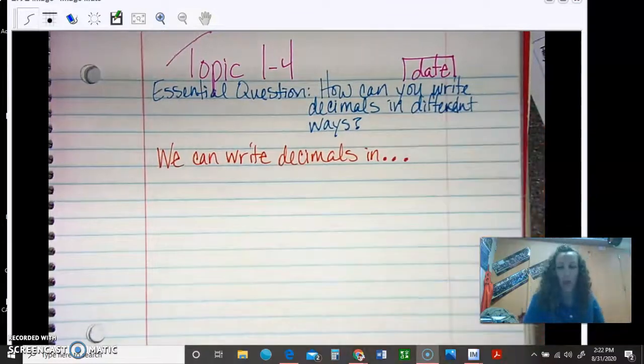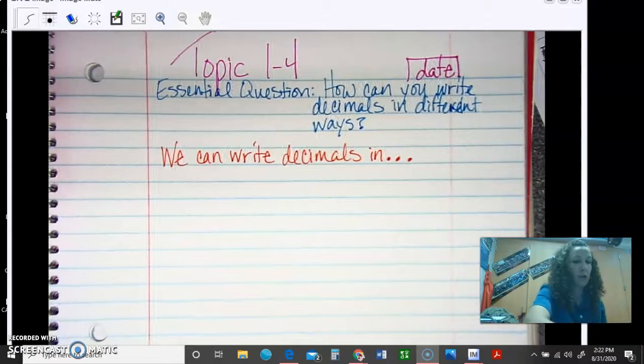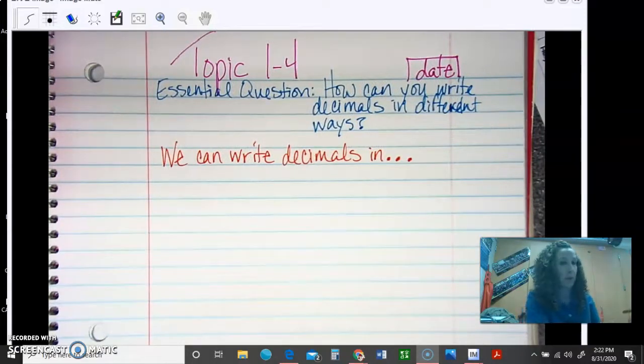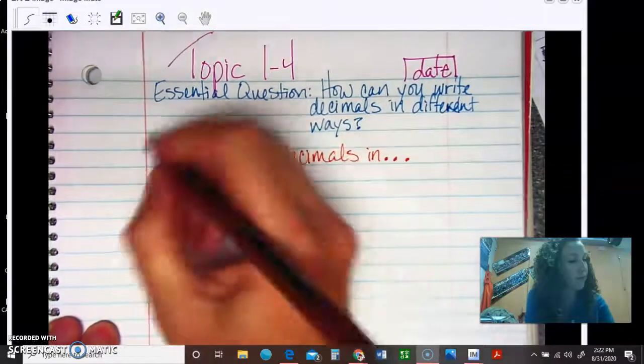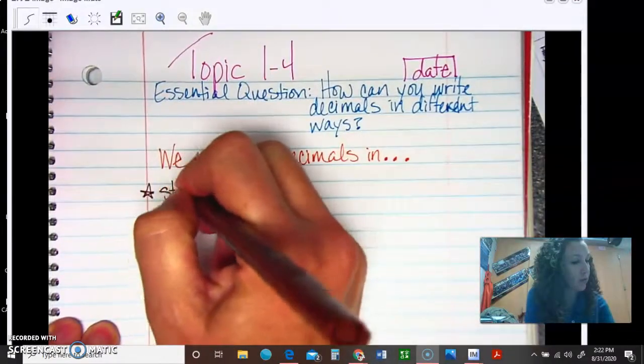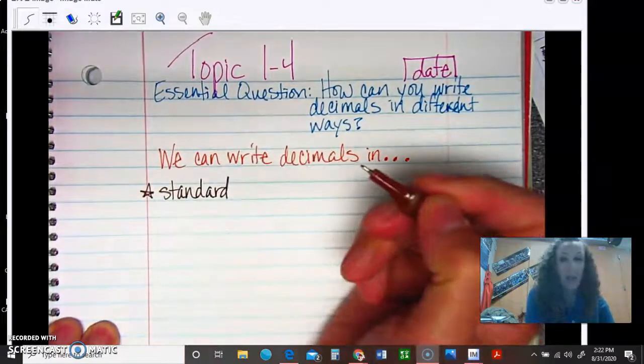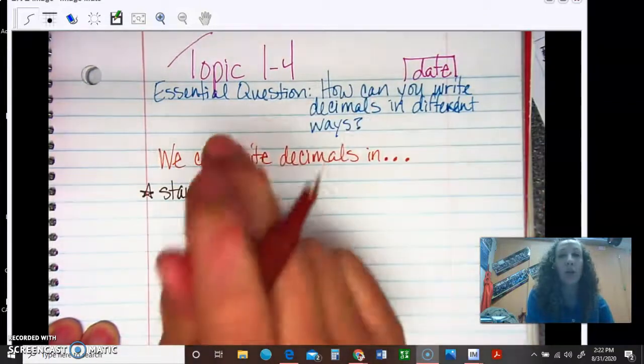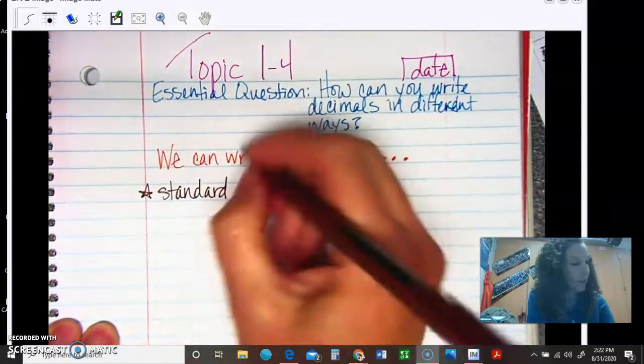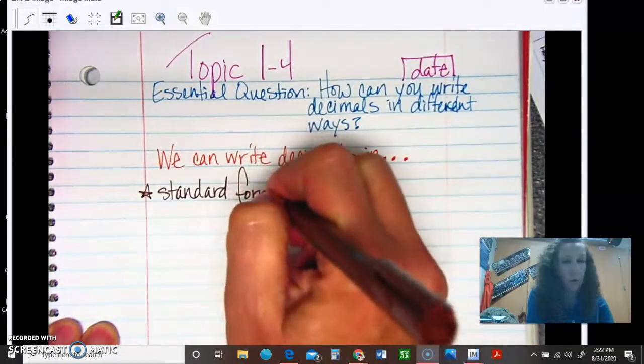Okay? The first way, that first star bullet that I'm going to use is standard form. Okay, now that should sound familiar because we did our vocabulary for the beginning of topic 1 and standard form was one of them. Okay, so we're just reviewing it right now. But I do need you to write it in your math notes just like mine. Okay, standard form.